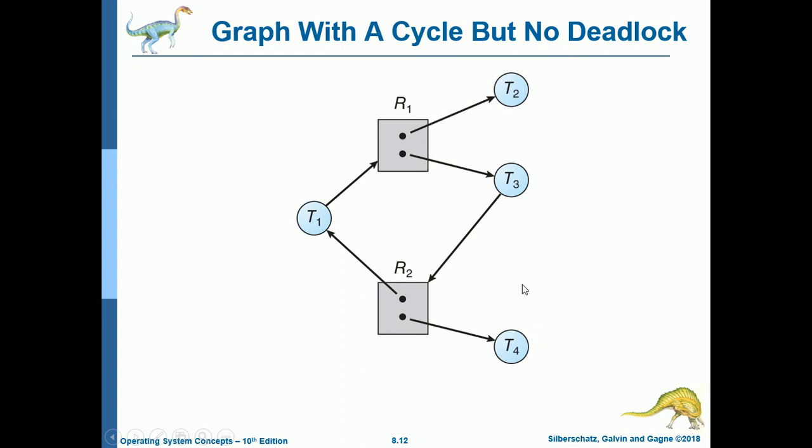their execution, then T sub 1 will acquire the resource that is released by T sub 2, and the resource released by T sub 4 will be acquired by T sub 3. So there is no deadlock. In this example, there is no deadlock, even though there is a cycle.